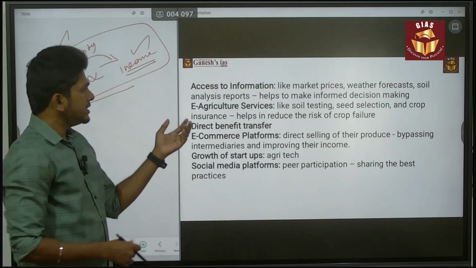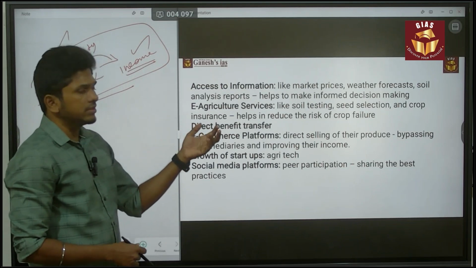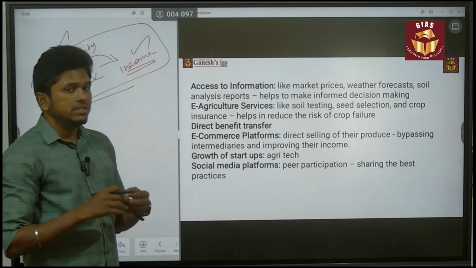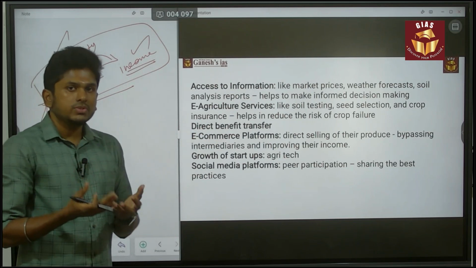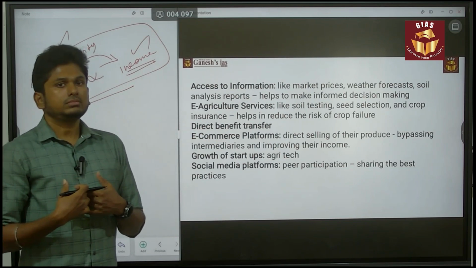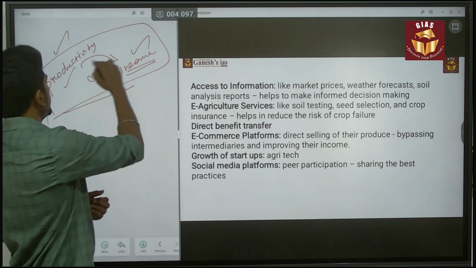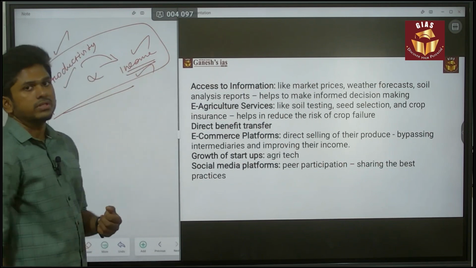Next is e-agriculture services like soil testing, seed selection and crop insurance. This will help you reduce crop failure. Okay, so in that way your productivity is going to increase, and obviously income is going to increase.